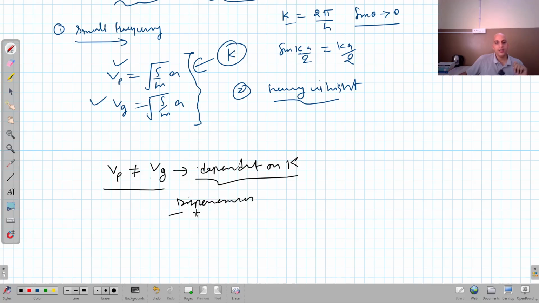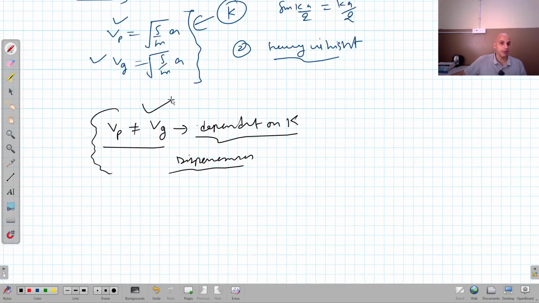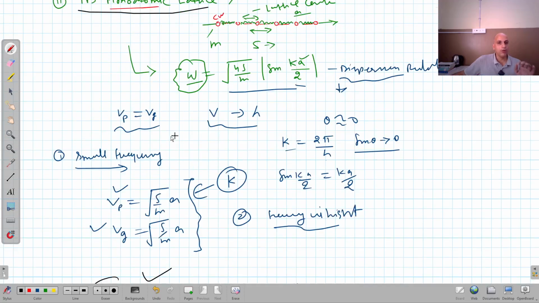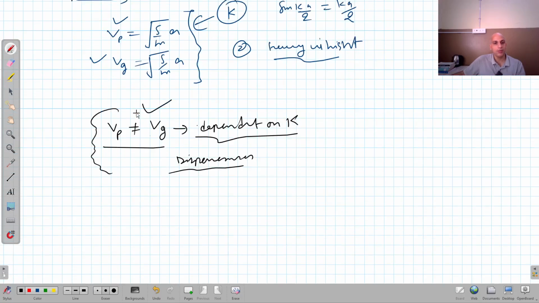Or we can say now for higher frequencies, the medium is behaving like a dispersive medium. So this is the condition that we have to always remember: for a one-dimensional monatomic lattice, dispersion takes place for high frequencies of the lattice vibrations, but no dispersion takes place when the frequency is small, you can see here, right. So this was the first case.